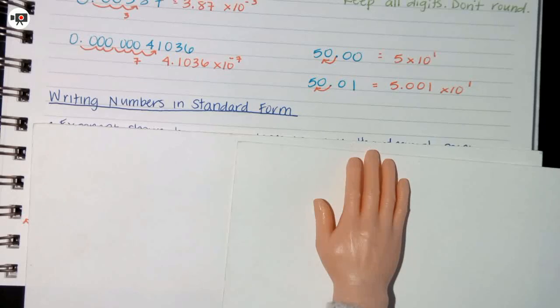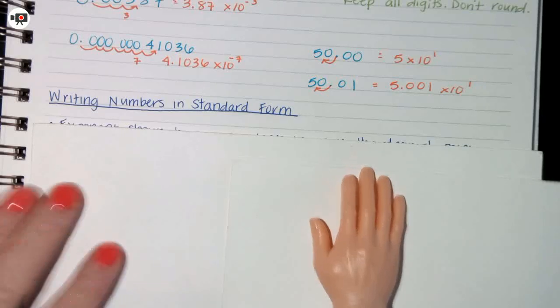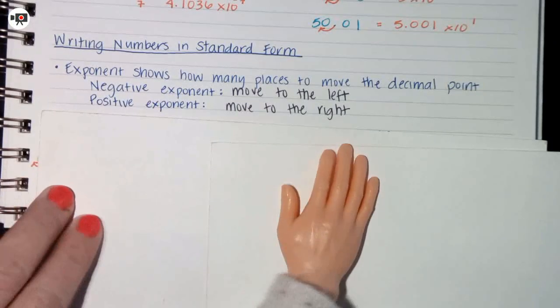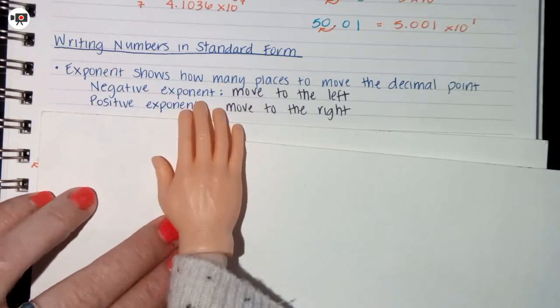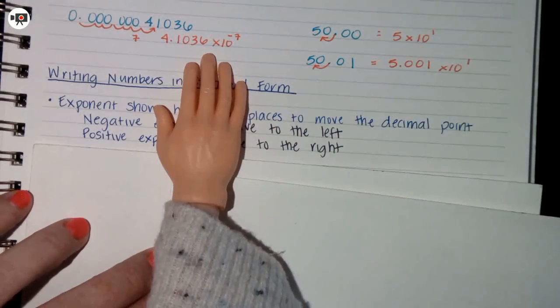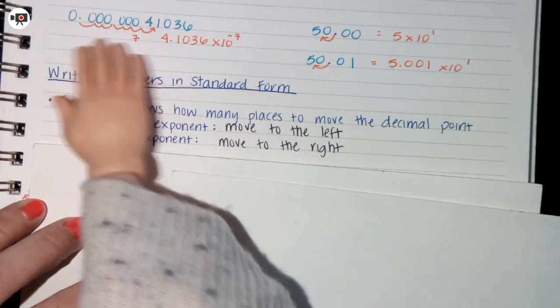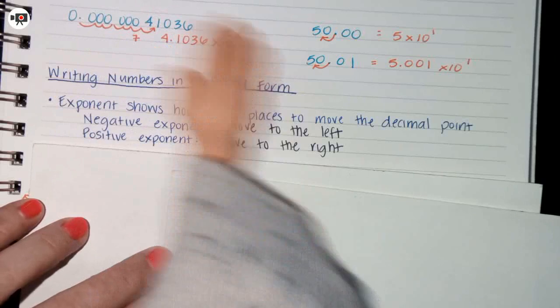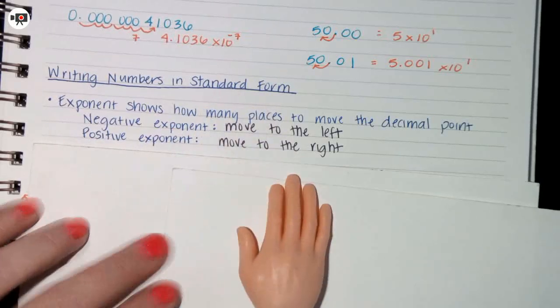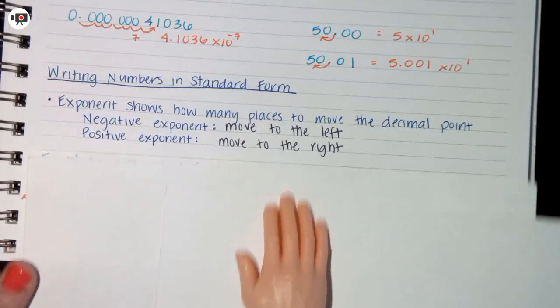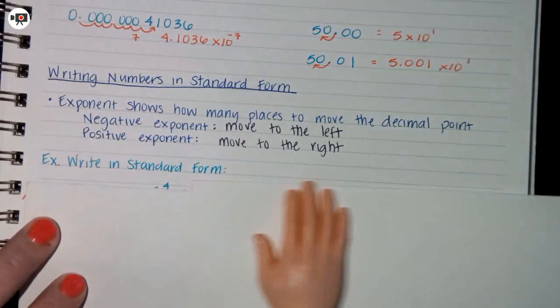Now we're going to go from scientific notation to standard form. So the exponent shows how many places to move the decimal point. If it is a negative, so we ended with a negative, to take it out of scientific notation, we're going to move the decimal point to the left. So we are undoing what we did up here. If we have a positive exponent, we are going to move the decimal to the right. So let's write these in standard form.